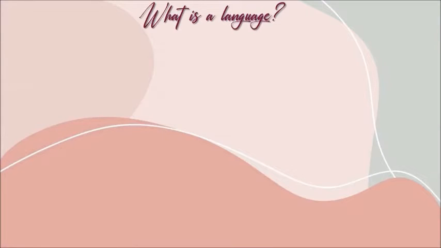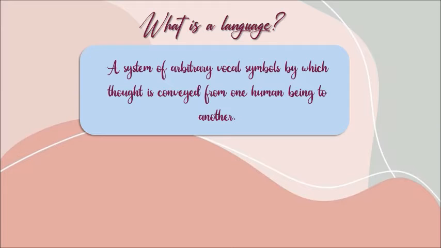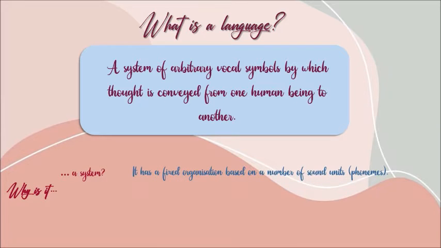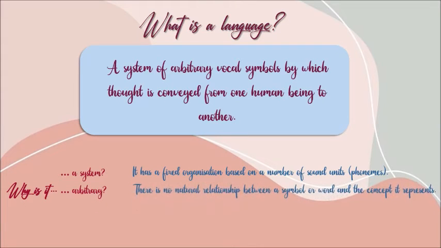First of all, what is a language? A language is a system of arbitrary vocal symbols by which thought is conveyed from one human being to another. But why is it a system? Because it has a fixed organization based on a number of sound units, which are the phonemes, the sounds themselves. Why is it arbitrary? Because there is no natural relationship between a symbol, or a word, and the concept it represents.